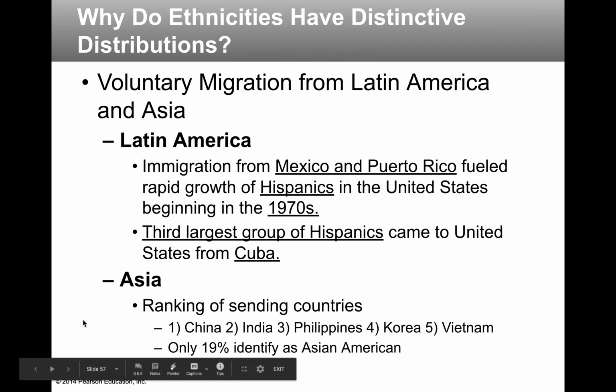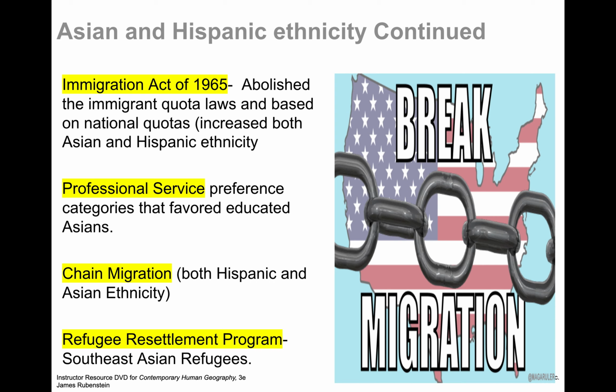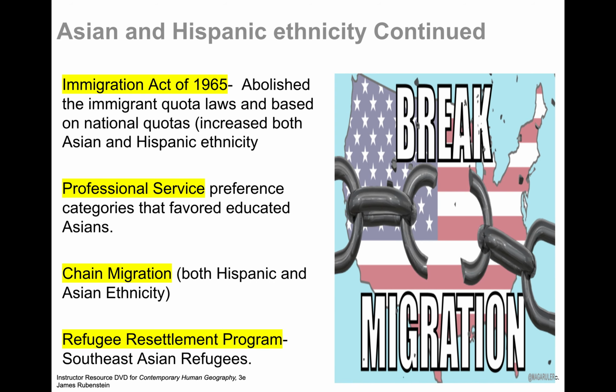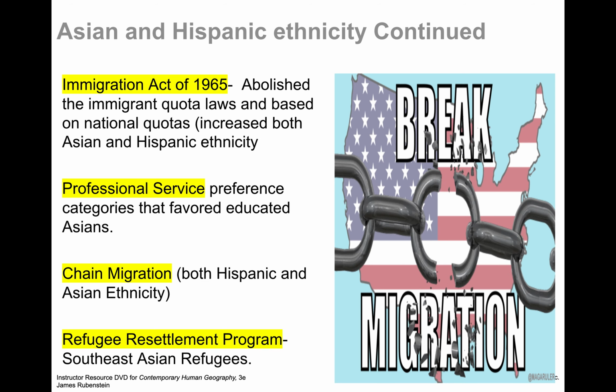Looking at Asian and Hispanic ethnic distribution patterns and migratory patterns, we can see that the Immigration Act of 1965, remember back from our migration unit, abolished quota laws that were based on national quotas. So that increased the movement, or the allowing entrance, of Asian and Hispanic ethnicities. Most Asians are going to come because of preferred status. Remember, that's an exemption to the quota laws currently, so they have skills in professional services.